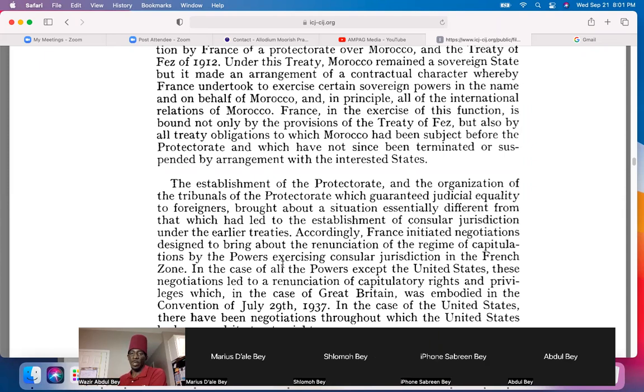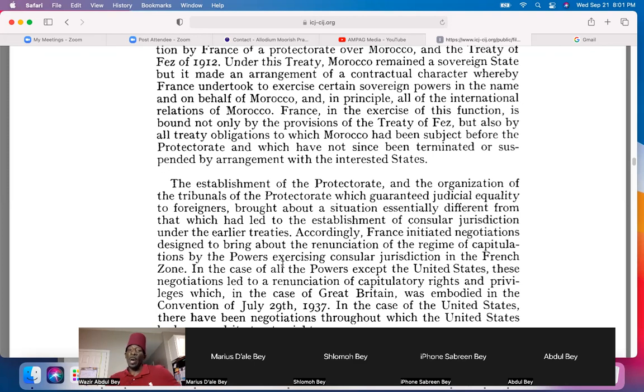The establishment of the protectorate was the treaties. Hold on, I lost my point. The establishment of the protectorate and the organization of the tribunals of the protectorate, which guarantee judicial equality of foreigners, brought about a situation essentially different from that which had led to the establishment of consular jurisdiction under the earlier treaties. Accordingly, France initiated negotiations designed to bring about the renunciation of the regime of capitulations by the powers exercising consular jurisdiction in the French zone.